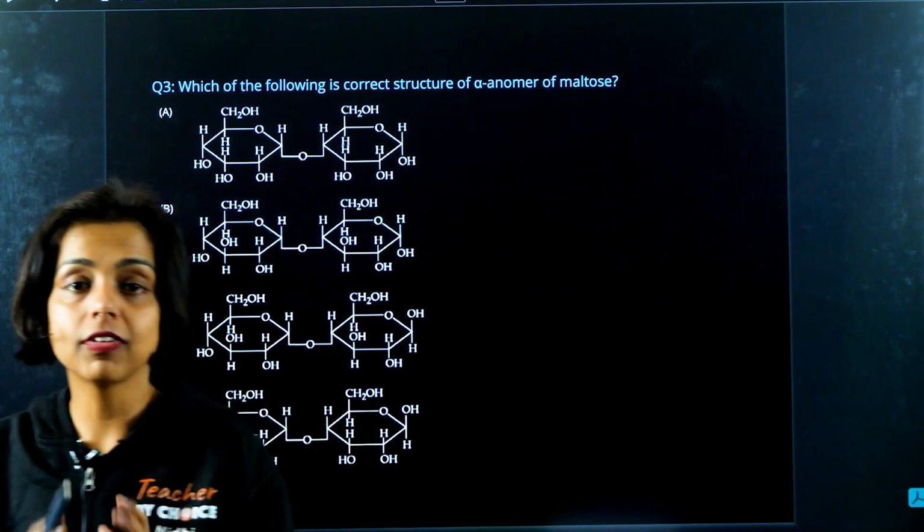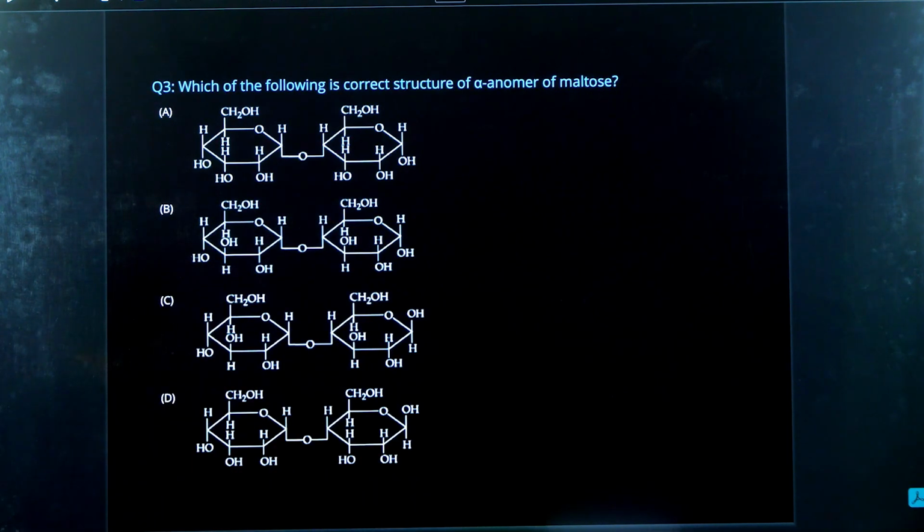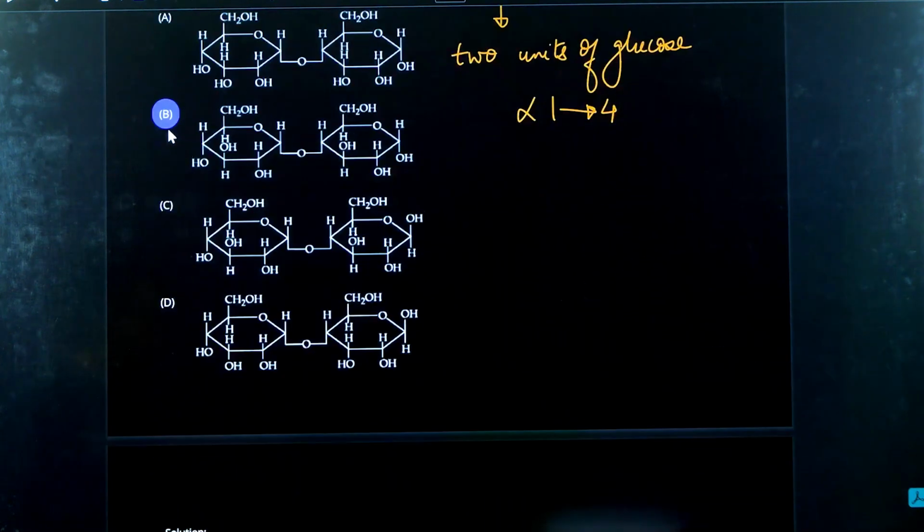And I'm sure if you have done biomolecules, you must have done the structure of monosaccharides, disaccharides, trisaccharides and polysaccharides. The answer indeed is B, right? So 2 units of glucose joined by 1 for linkage.